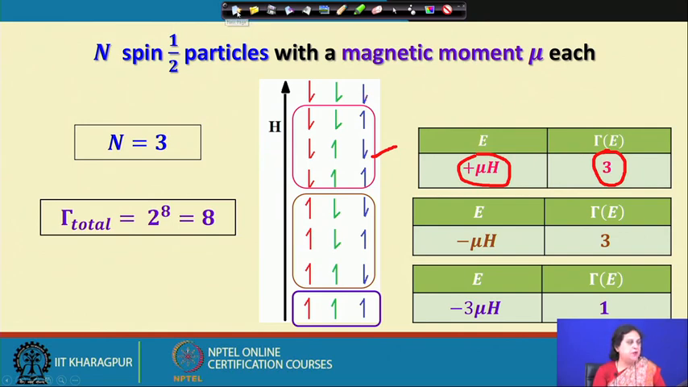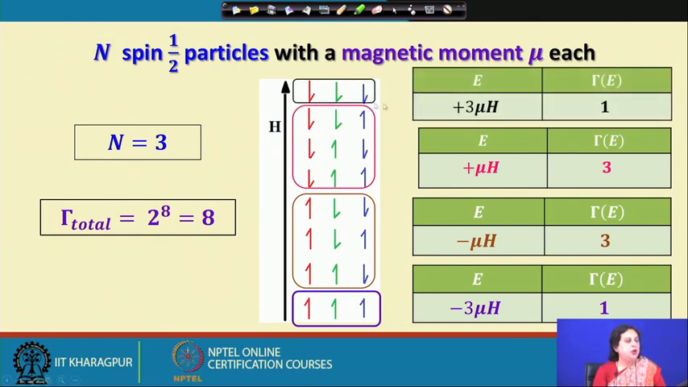And finally, when we talk about the highest possible microscopic state, what we find is that when all 3 spins are oriented anti-parallel to the direction of the applied field, the energy value turns out to be plus 3 mu h, and there is only one such microstate that corresponds to this energy value. So, as we see, the variety of the problem keeps increasing as we increase the number of particles.